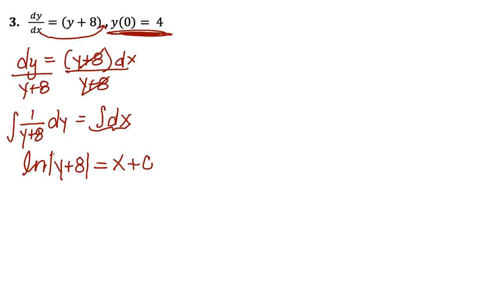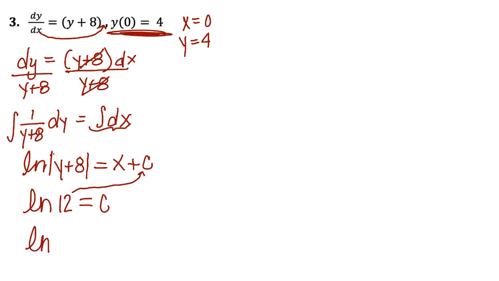Okay, so let's go plug in. What is x? 0. What is y? So let's go plug in. So this is going to be natural log absolute value of what? If I plug in 4? 12. So absolute value of 12 is just 12. Equals. What do I get on the other side? C. Well, they made that easy for us. What is C? Natural log of 12.